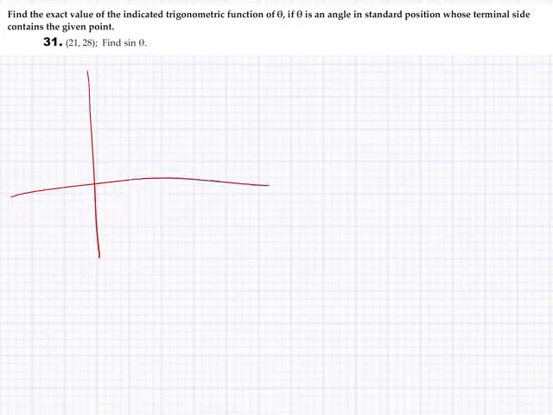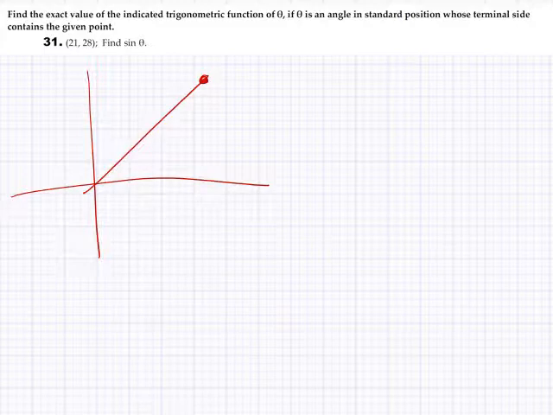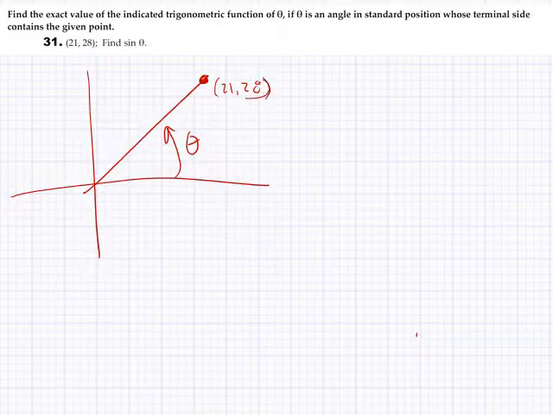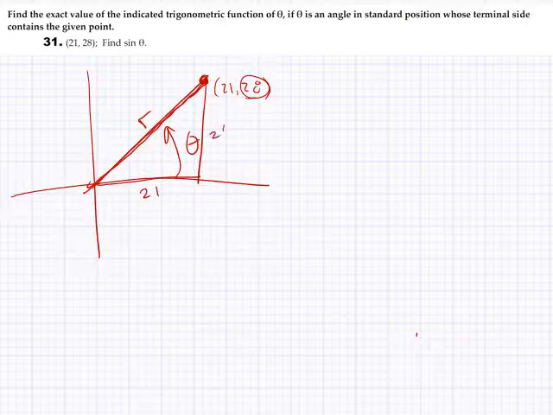Here we have a terminal side of an angle where the point on that terminal side is (21, 28). We want to figure out what the sine of this angle is. In order to do that, we need a couple of measurements. We need the y coordinate, and we need this radius here, this distance from the origin. We can say that this is a right triangle. The x coordinate being 21 means this side's 21 and this side's 28.